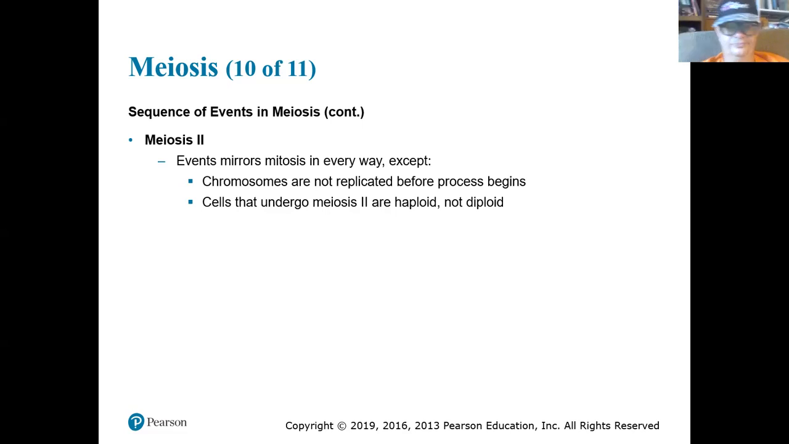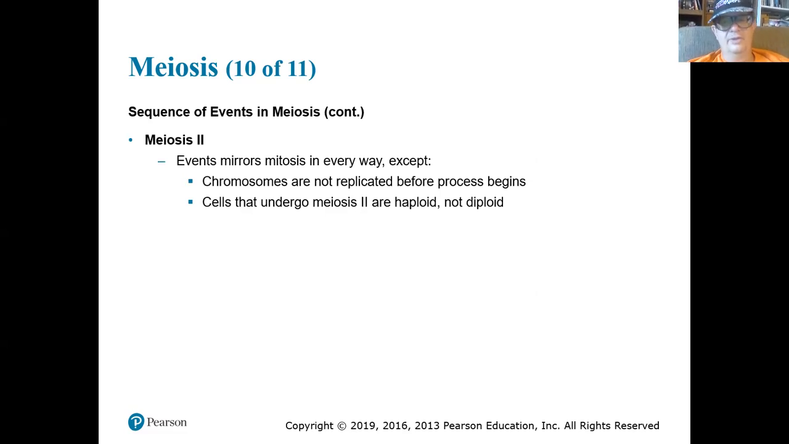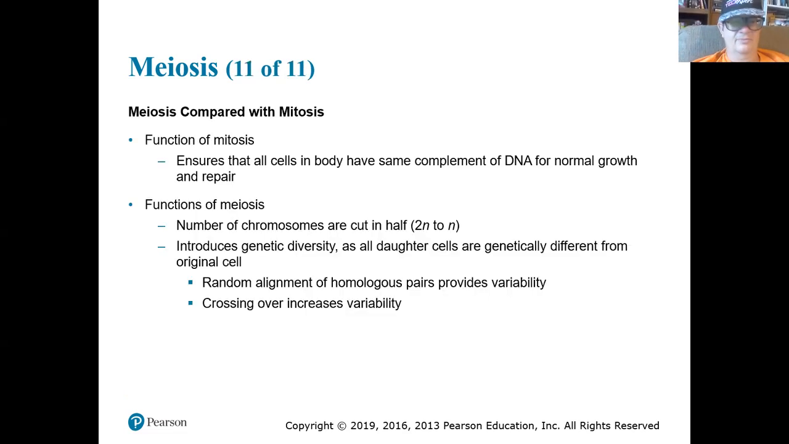All right. So when we go through meiosis 2, that's how we make the haploid cells. That's how we make the cells that have half the normal amount of DNA. They're future gametes. Those are going to grow up to be the sperm, grow up to be the eggs.